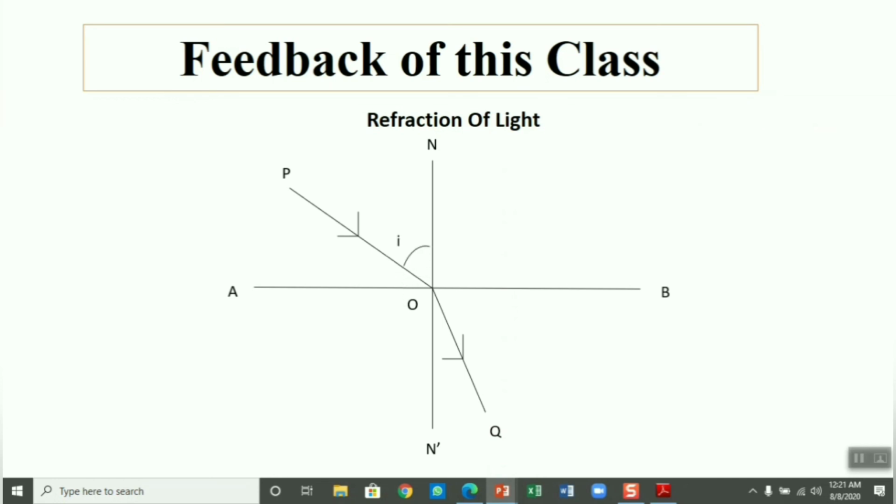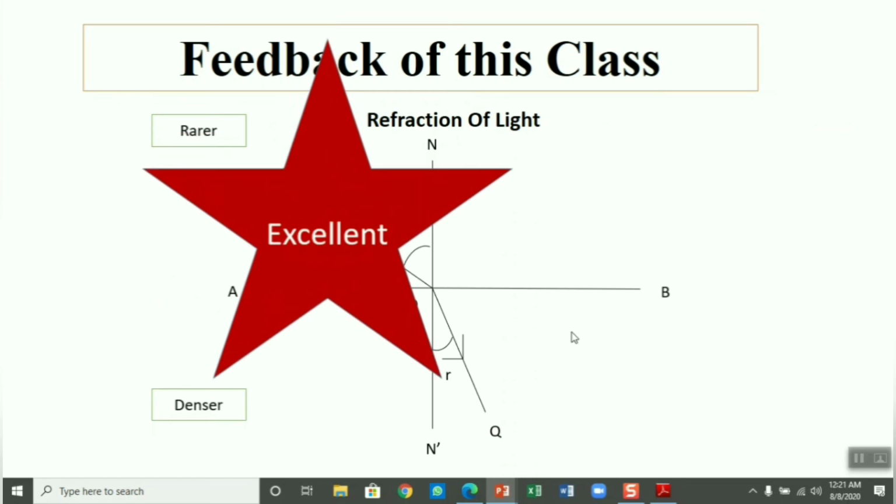And this I, we call it angle of incidence. And the angle R is called angle of refraction. And now you see, through this arrow sign we got that the light is passing from this medium to this medium. So what is this medium called? Yeah, rarer medium. And as it bends towards the normal, it is obviously denser medium. Excellent.